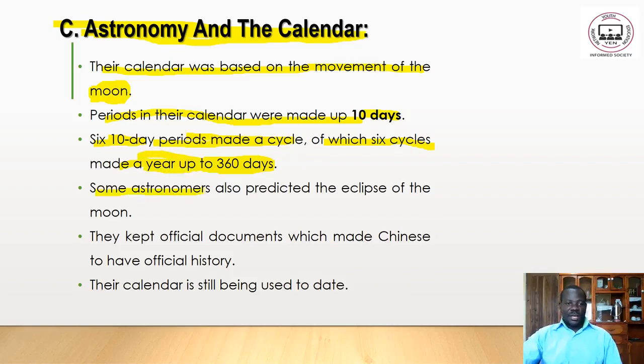So some astronomers also predicted the eclipse of the moon. And they also kept official documents, which gave the Chinese an official history. So their calendar is still being used up to date.